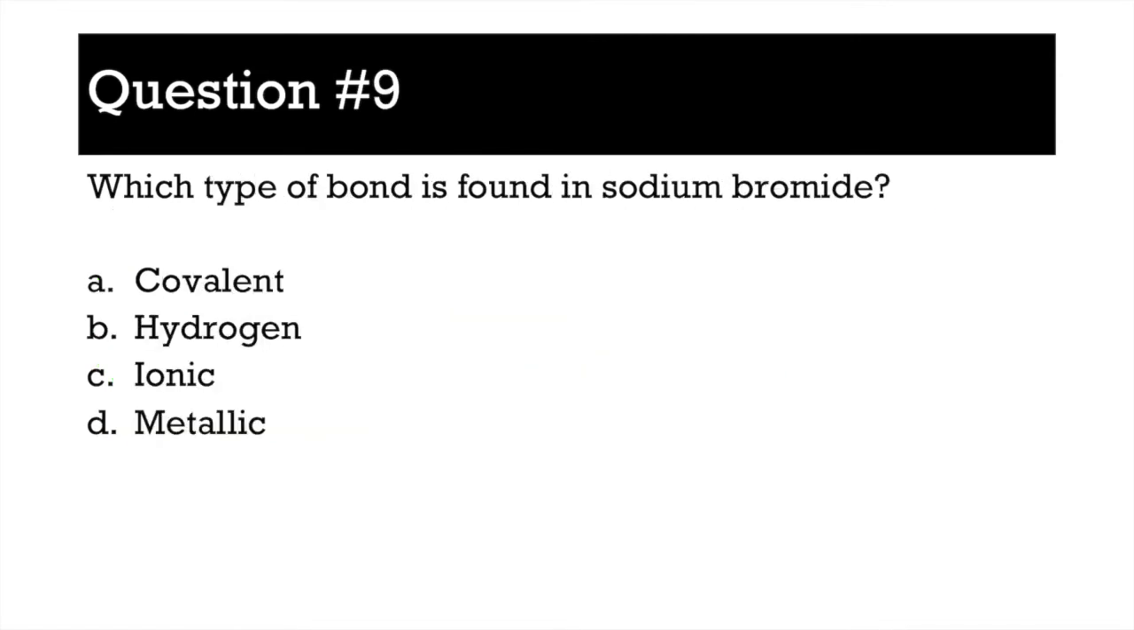Okay, number 9 says which type of bond is found in sodium bromide. Again, you don't need the formula for this. We just need to look at what it's made of. So sodium is a metal. Bromide is talking about bromine, which is a nonmetal. And so now it's asking what kind of bond you have with a metal and a nonmetal.